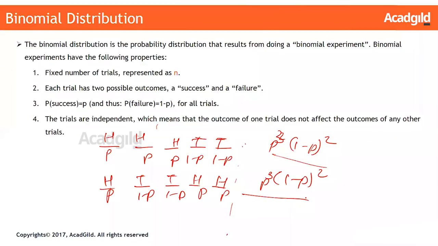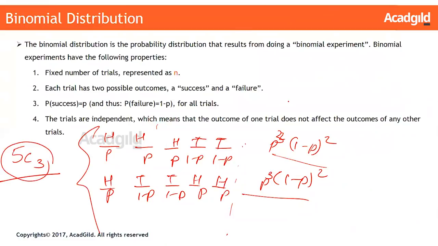But how many of those cases would be heads? What is the count of this number? How many different cases? So the answer to that is 5C3. Three selections out of these five have to be head.